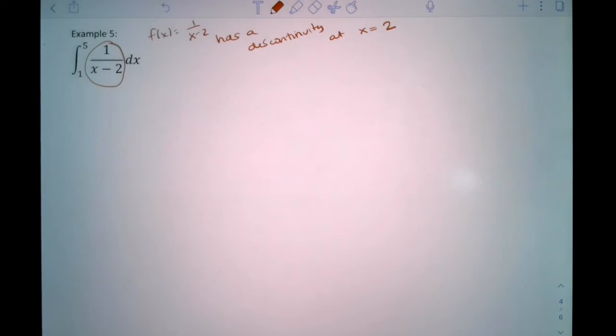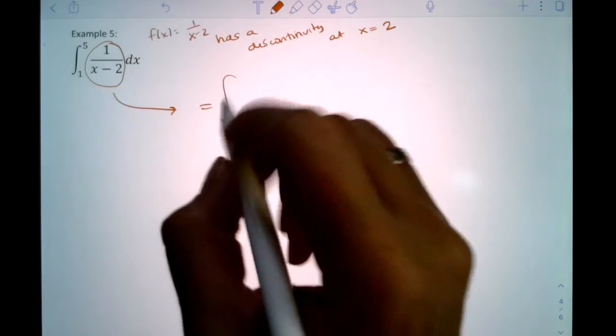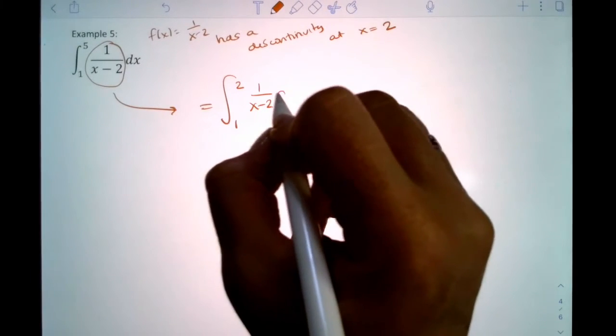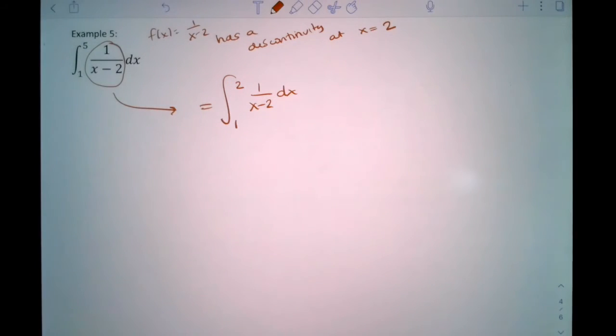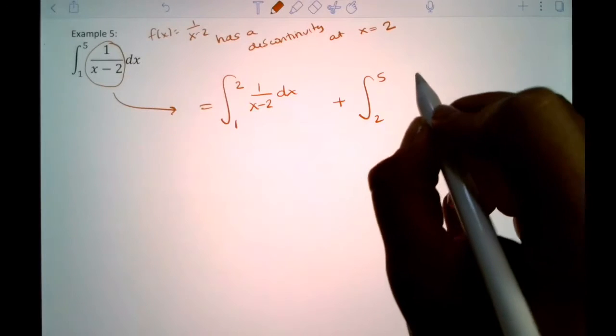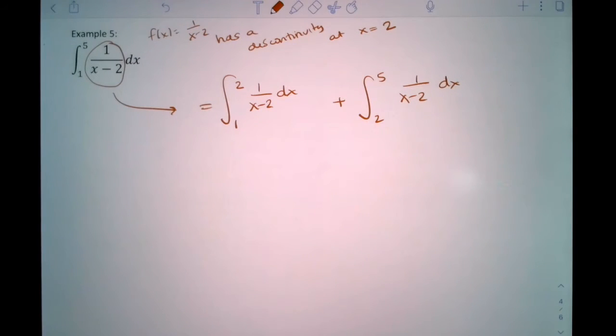This is that third bullet, where if you have a problem in the interior of that closed interval, you have to break it up and really highlight what that problem is. So I'm going to break it up into 2 separate integrals: the integral from 1 to 2 of 1 over x minus 2 dx, and then handle the integral from 2 to 5.